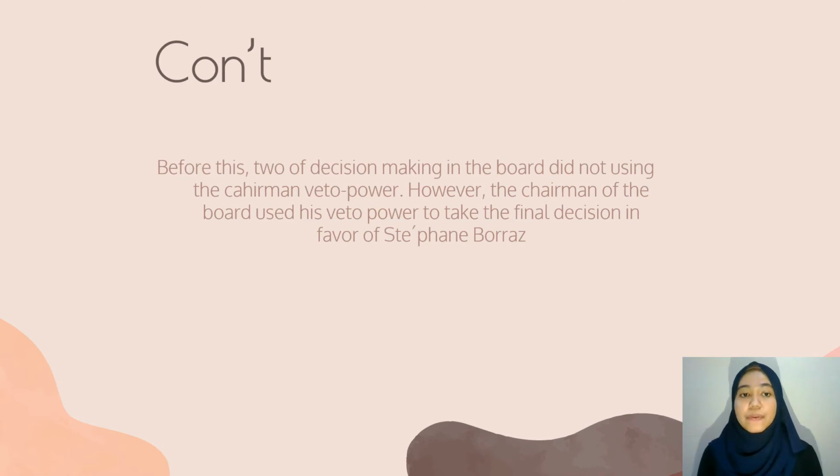Based on the case, two earlier decisions in the board did not use the chairman's veto power. However, the chairman of the board used his veto power to take the final decision in favor of Stephen Boras. But this decision hurt Mobin Khan, and he put in his resignation. He argued that the family dominance in the business was being exercised at the cost of the firm's strategic interest.